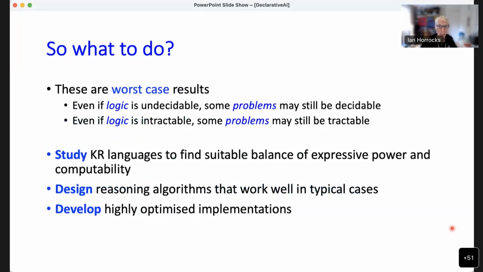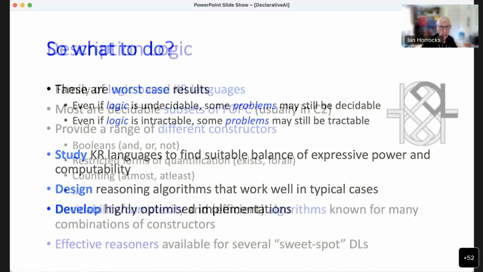Well, we have to bear in mind that these are only worst case results. So even if the logic's undecidable, we still might be able to decide some problems. And even if it's intractable, then some problems may still be tractable. And so what we can do is study knowledge representation languages to try to find a good balance of expressive power and computability. And we can design reasoning algorithms that work well in typical cases, and we can develop highly optimized implementations.